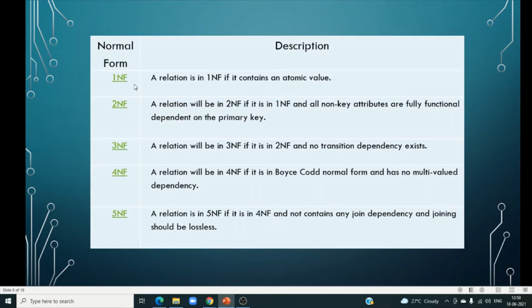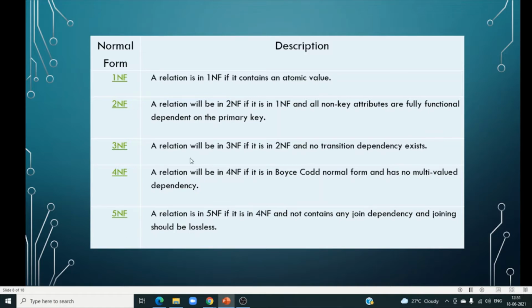Okay, in short, what is the first normal form? First normal form means the data in the table must be atomic, meaning no multi-valued attributes may exist in the table. If the table has any multi-valued attributes, those must be removed from the table for it to become first normal form. In the second normal form, the table must be in first normal form and have no partial dependencies. That is called the second normal form.